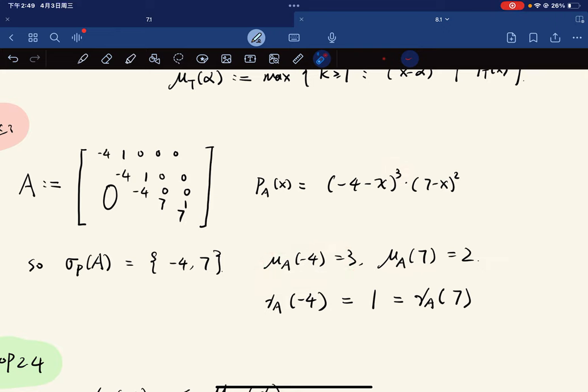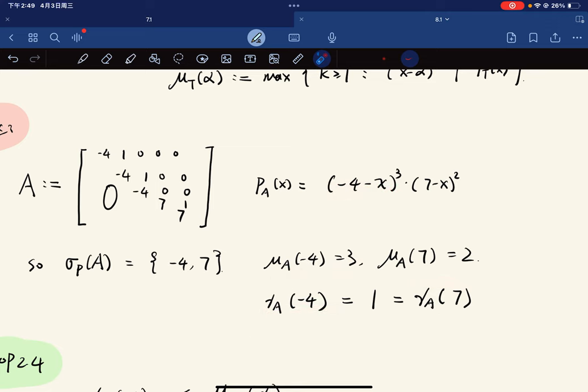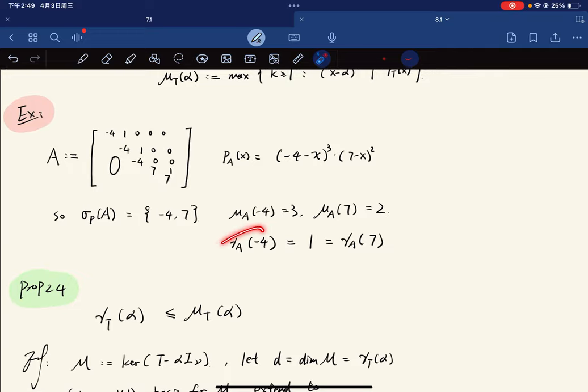But the geometric multiplicity, as you would expect, is one, and so does this one. If you just take a look, this is one, because if x is in the kernel of this, then all its span is also in the kernel. This one you can just argue easily.